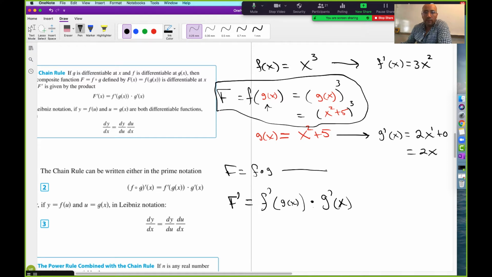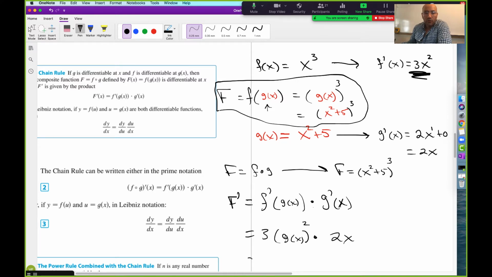From here, I can get that capital F, which is made up of that composition, is really equal to x squared plus 5 to the power of 3. And according to this, I can find the derivative of the lowercase function, which is this guy. So that'll be 3 blank squared, right? That's what this is. But that blank is going to be the g of x, evaluated at g of x, times the derivative of the g of x function, which was equal to 2x.